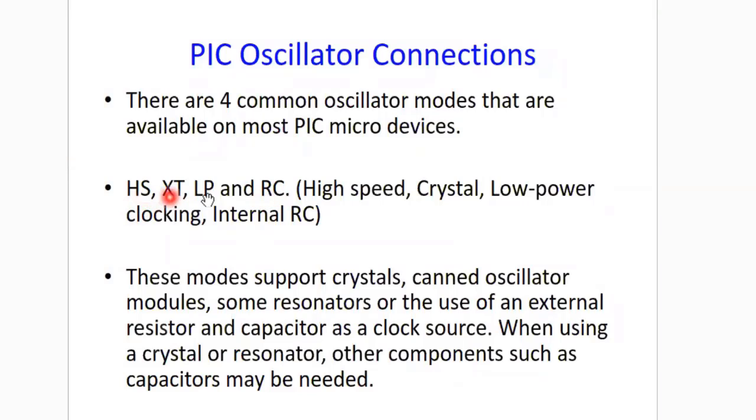So 1, 2, 3, 4. All these four are used to provide the clock signals to the microcontroller. See, this high speed mode uses the crystal oscillator. This XT mode is using some resonators also.